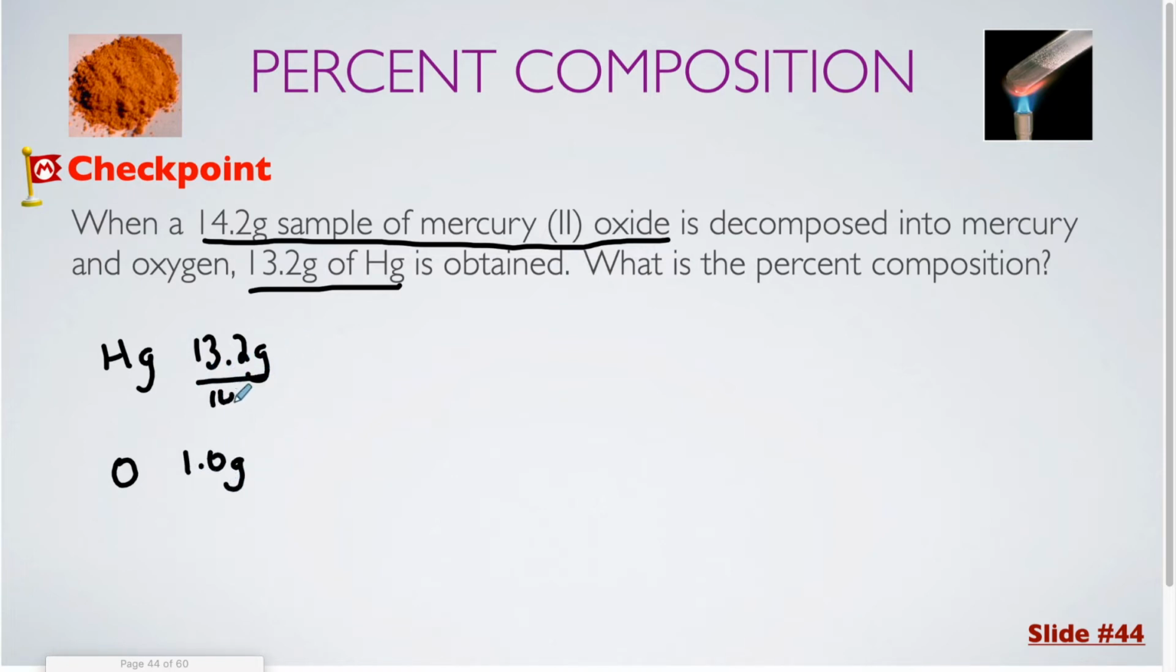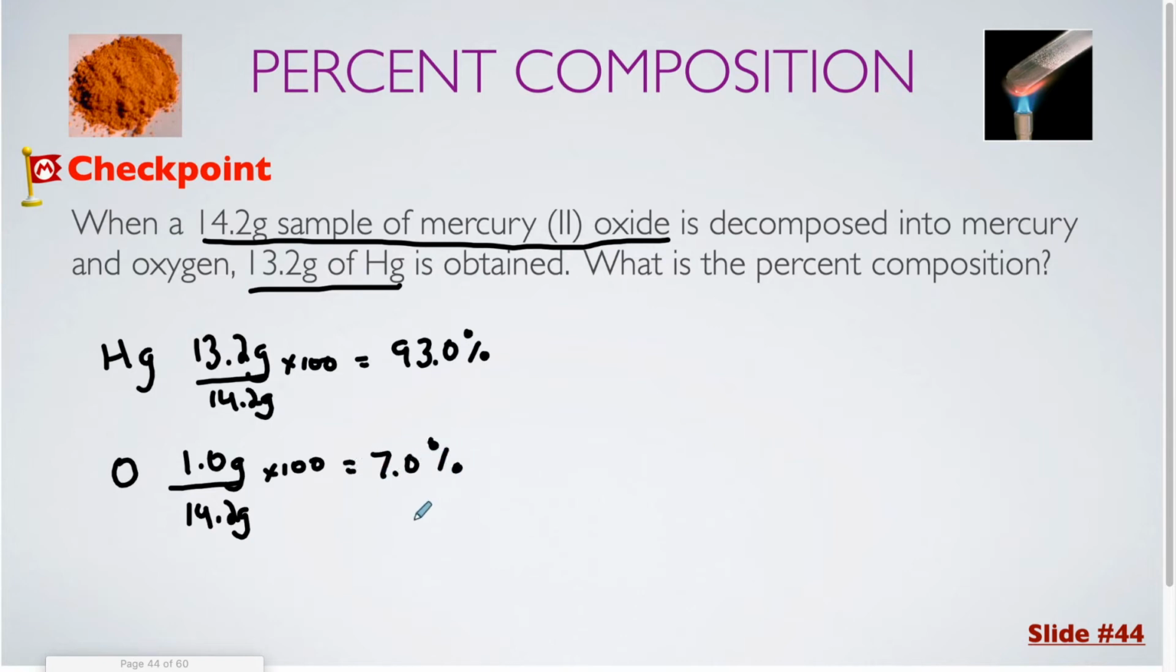We're going to divide both of these by the 14.2 grams since that's the total amount. Then we're going to multiply by 100 to make it a percentage. For the mercury, that is going to come out to 93.0%. And for the oxygen, that is going to come out to 7.0%. The significant figures are different for these two values because in this problem we had 3 versus 3, and this one we had 2 versus 3. So the 7.0, I had to keep at 2 significant figures.